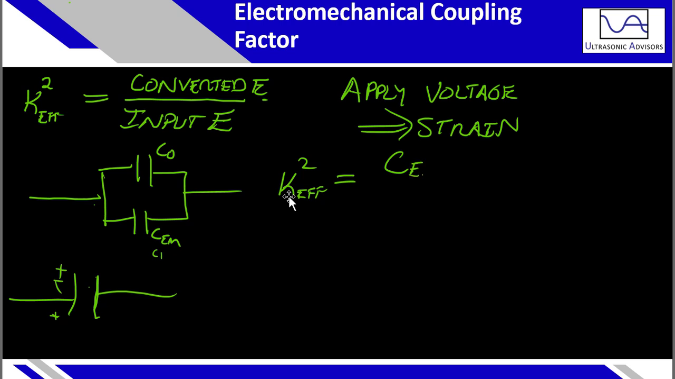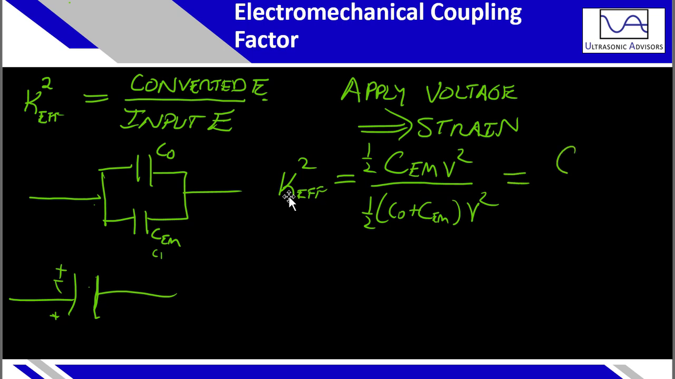Capacitance EM divided by, you could put this 1/2 CV squared there. 1/2 CO plus CEM V squared. The voltages in the 1/2 will just drop out. So you'll end up with the electromechanical capacitance divided by the total capacitance. And I'm just going to call that C for now. So this is the electromechanical coupling factor.